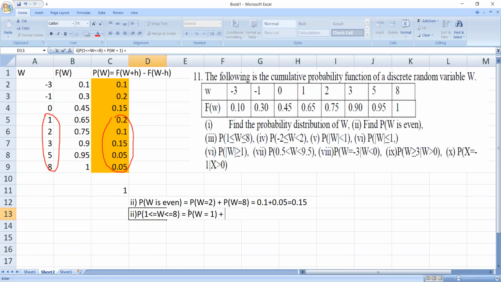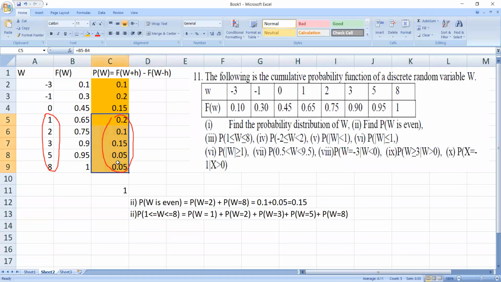This is very easy. Since there are two equalities, you can write this as f of 8 minus f of 1 minus h. I will show that. W equals 1, W equals 2. So these are the cases. When you look into the total, you get 0.55.